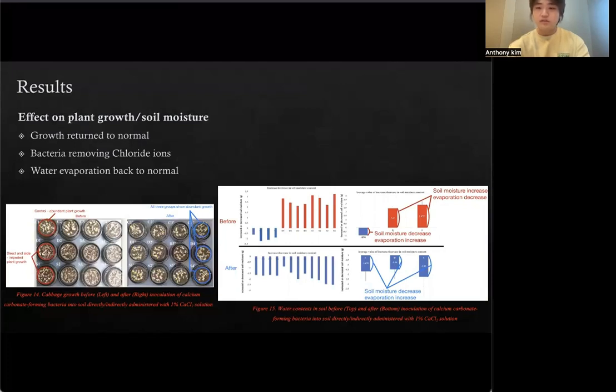Next is soil moisture. On figure 15, the top is before and bottom is after bacterial administration. While the top shows a high moisture content for the direct and indirect group, which conveys a low evaporation rate, which impedes the water cycle, the bottom shows a high evaporation rate, even for the direct and indirect groups.